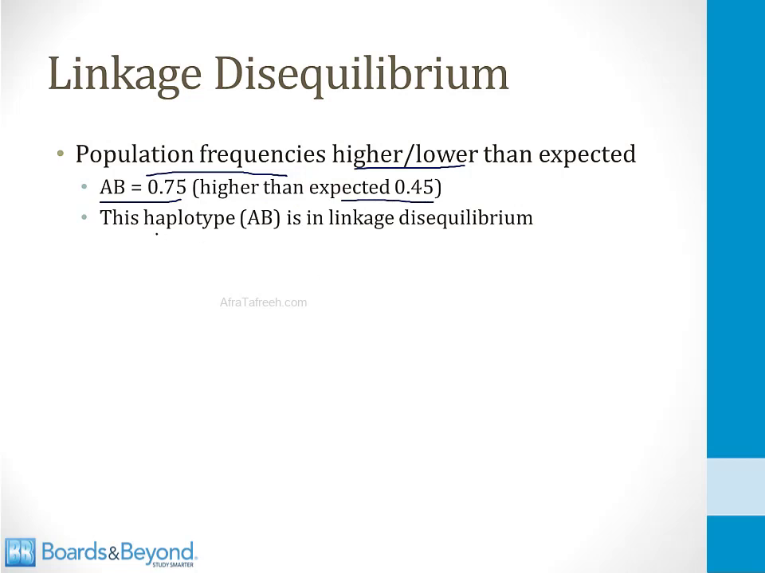This means that this haplotype AB is in linkage disequilibrium, and genes will display greater degrees of linkage disequilibrium when they are closer together, and thus you can use the degree of linkage disequilibrium in a population to study genes that are very close together, too close together to study using families.